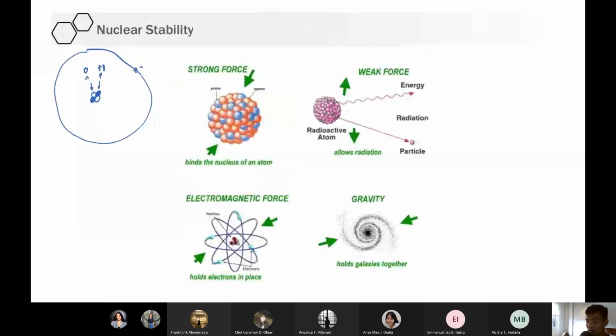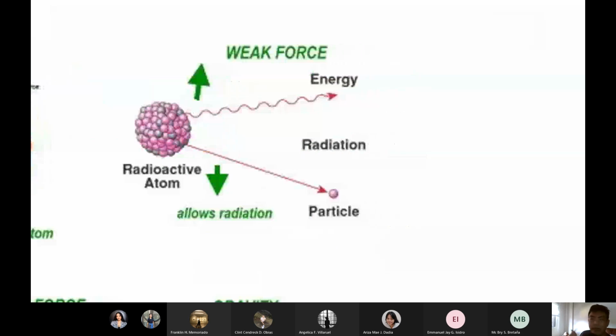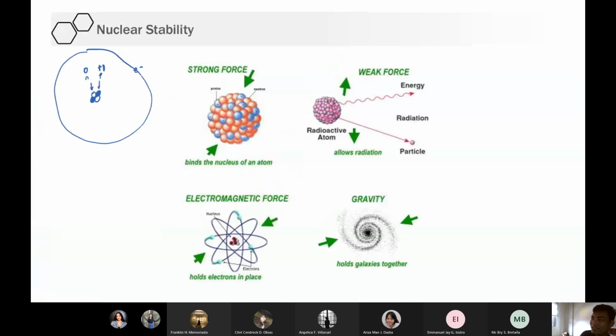Ano namang ganap na itong weak force? So itong weak force naman na ito yung dahilan kung bakit nagkakaroon ng nuclear reactions, no? Okay? Medyo marami pang details itong weak force pero hindi ko na i-discuss kasi masyado na siyang physics. Masyadong physics na to kaya di ko na sasabihin.